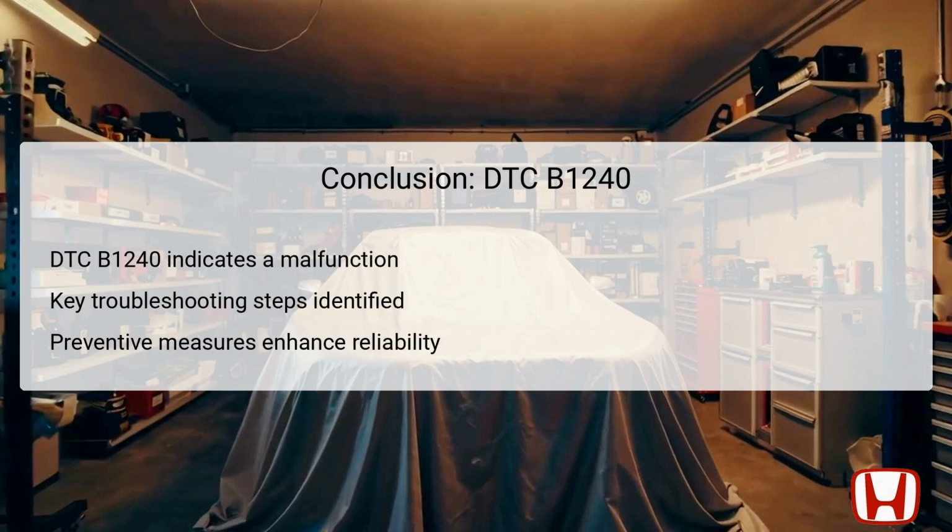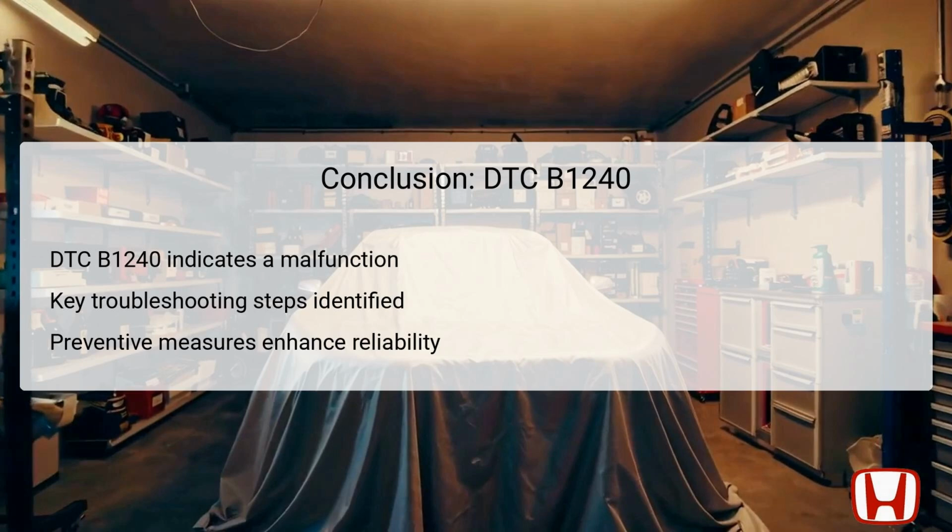In conclusion, DTC B1240 signifies an important issue within the mode control motor circuit of the Honda Accord, potentially impacting climate control functionality. The key steps for troubleshooting have been elaborated, ranging from clearing initial DTCs to performing detailed continuity checks on relevant wiring and components. Each step is crucial in isolating the exact cause of the malfunction, whether it's electrical or mechanical.